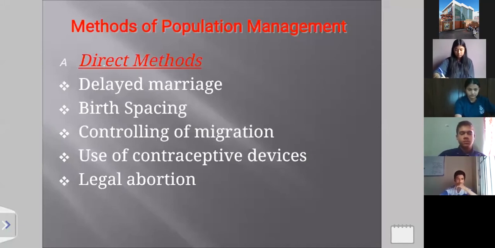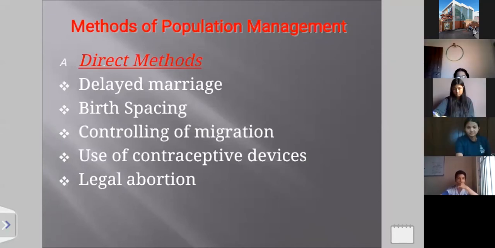And after then, now next direct method of population management: controlling of migration. It is very simple, very minor. For the controlling of migration, I want to request Miss Sirisa Thapa, are you listening to me? Yes, sir. Okay, Miss Sirisa, could you please tell me some things about the controlling of migration?